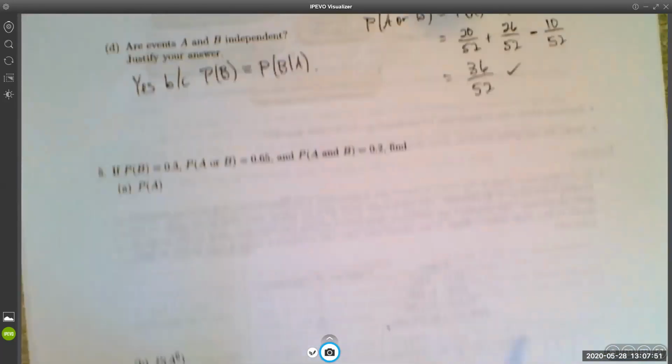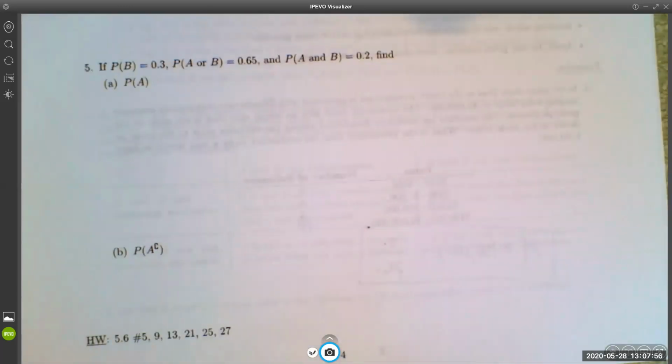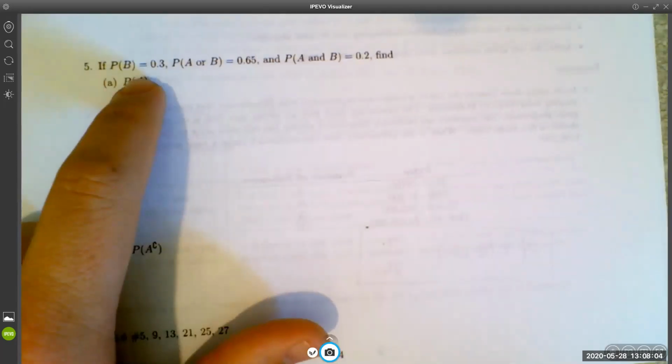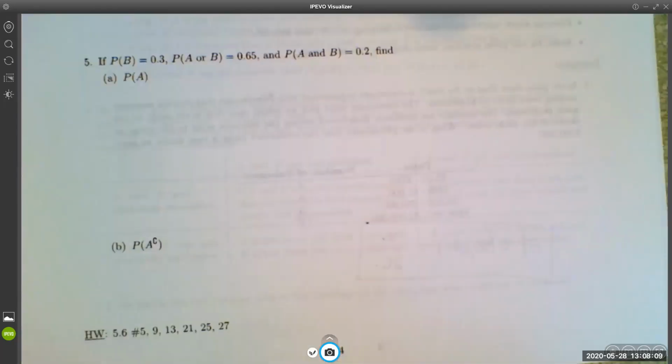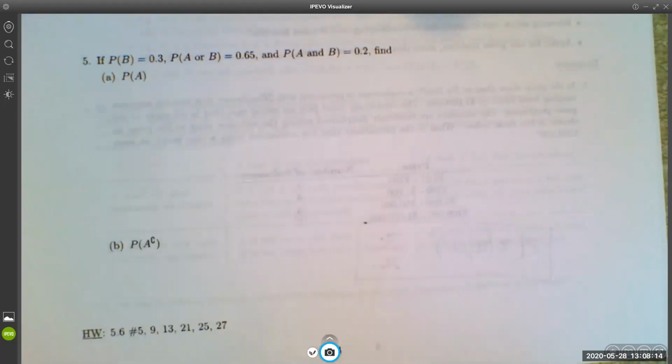One last example. On this example, I think we're forced to use formulas because we don't actually know what the scenario even is. So this one just says probability of B is 0.3, probability of A or B is 0.65, probability of A and B is 0.2. And then it asks us to calculate probability of A, probability of A complement. Now, since all we have to go off of is the formulas, you just have to kind of guess. You just have to guess and see if a particular formula is going to be useful for you.